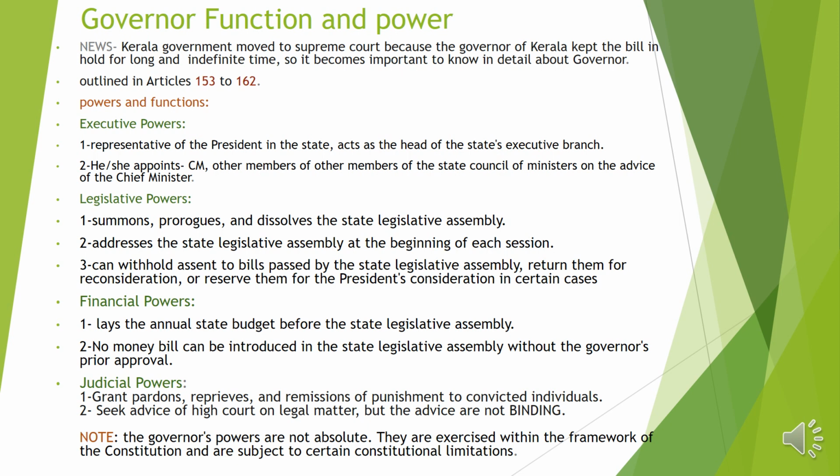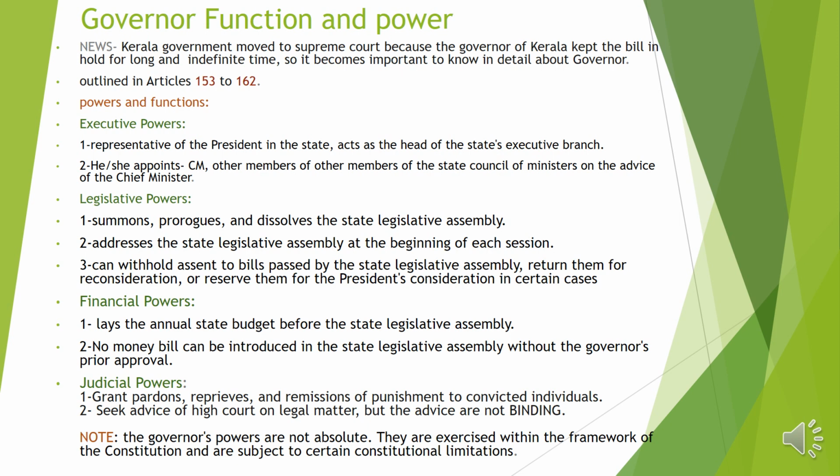Judicial powers. First, the governor has the power to grant pardons, reprieves, and remissions of punishment to convicted individuals. Second, the governor can also seek the advice of the High Court on legal matters, but the court's advice is not binding.